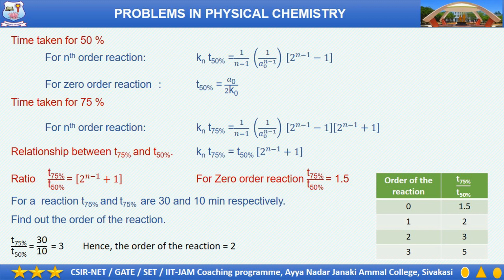Now for this, if T75% is divided by T50% and the ratio is 3, immediately you will tell this is a second order reaction. What would be the ratio for a third order reaction? Tell me the answer. Third order reaction: 5. 5 is the third order. Now, what would be the ratio of these for the 0.5 order? Its value should be lying between.